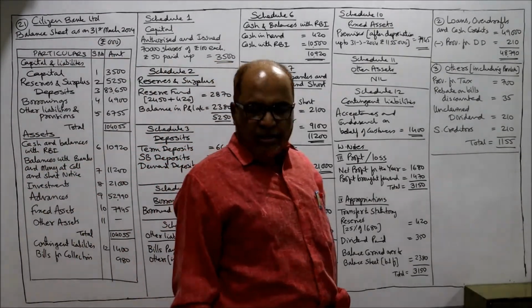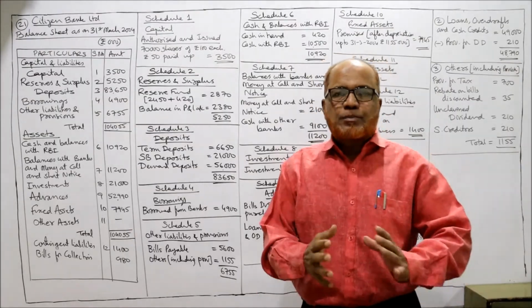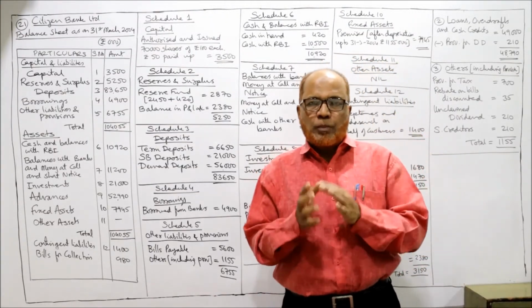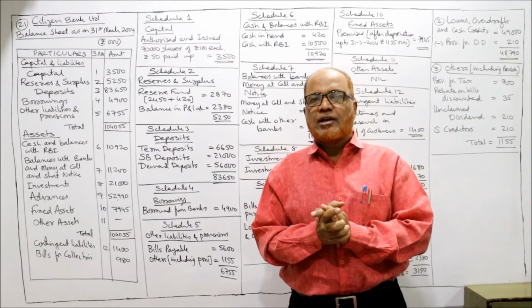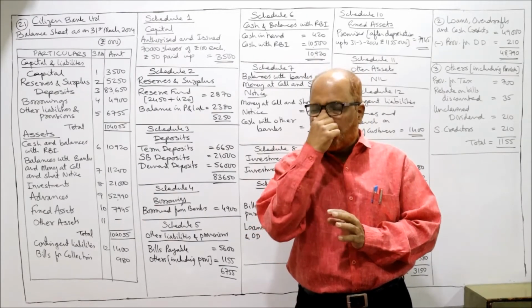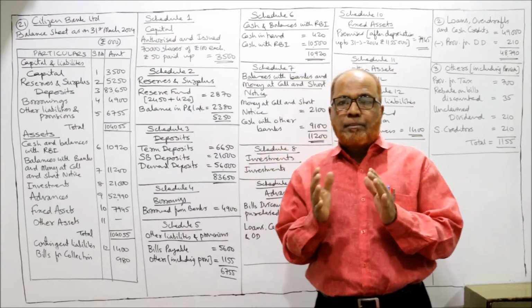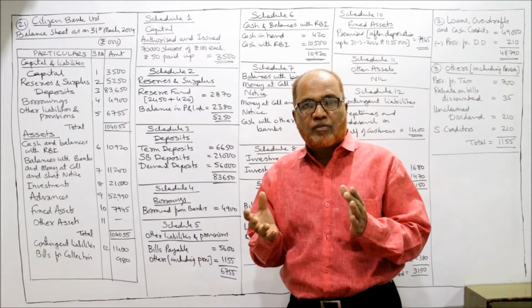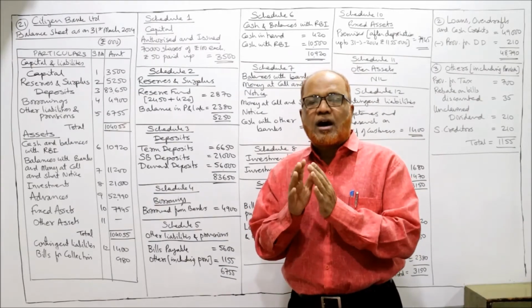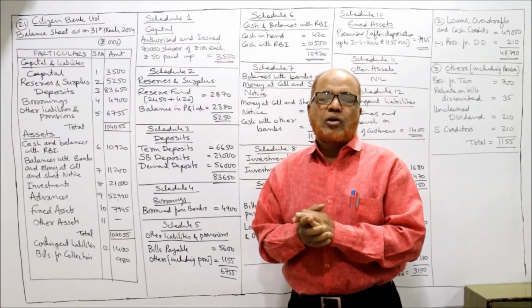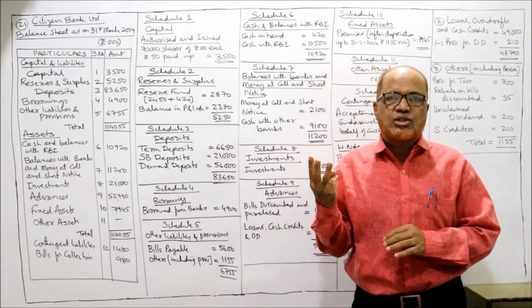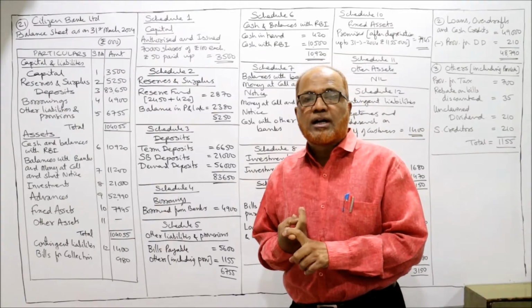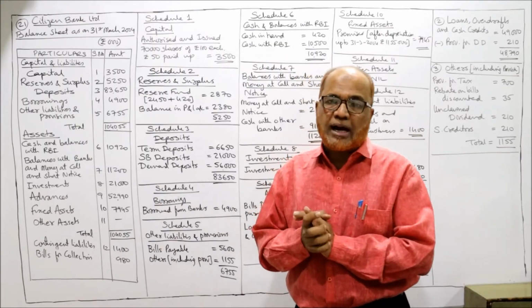Come on students, now we'll start problem number 21. In the last problem, the 20th problem, we saw so many adjustments. Hope if you have watched the previous video, definitely you can get a good command on how to make the adjustments regarding rebate on bills discounted, provision for doubtful debts and provision for taxation. These three are the main adjustments. Normally every time they will ask these three adjustments. So you must know how to adjust them.